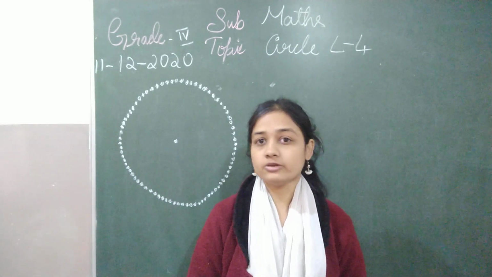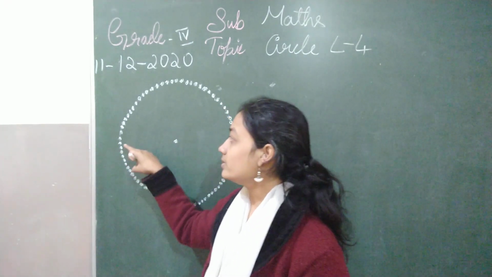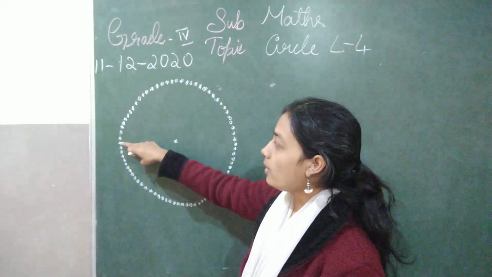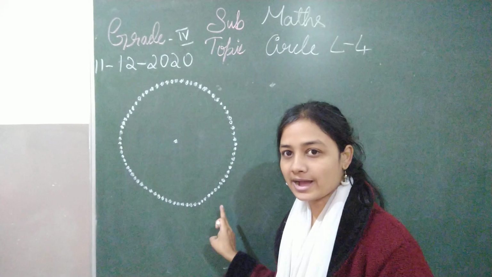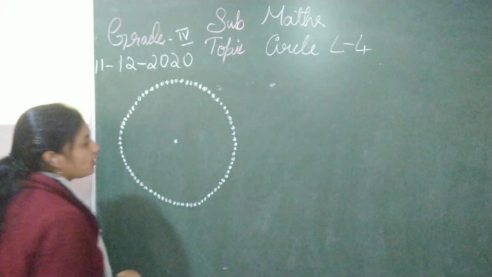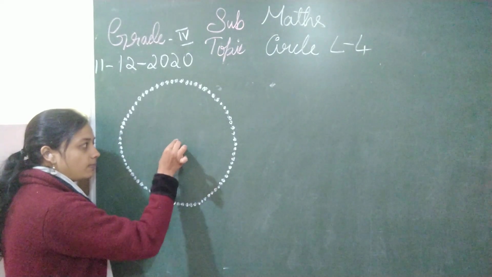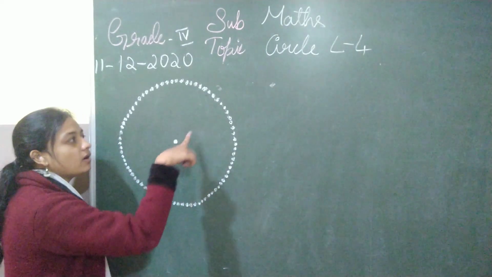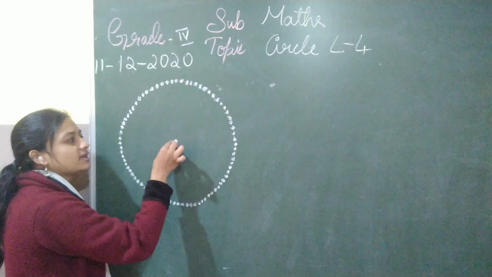First of all, a circle is a curved line. That line is formed with dots, that is points. When points come closer to each other, they form a line. When it is formed, there is a center point here, a point in the center, and all these points are at an equal distance from it.